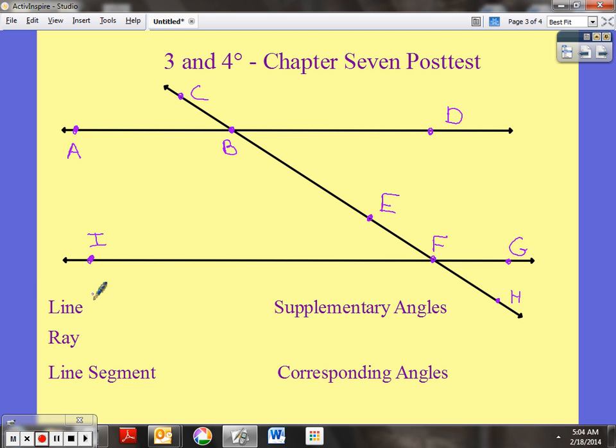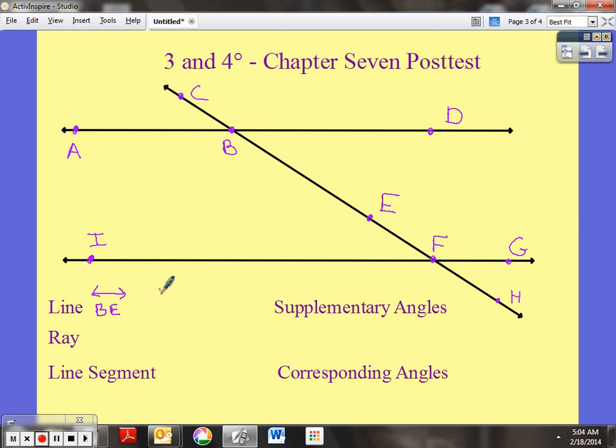Remember to identify a line. If I could use geometric notation, I would make my little arrow, another arrow, and just find any 2 points I want. So I could use BE. All I'm stating is that there's a line that runs through point B and through point E. They're connected, and the line goes on forever in both directions.